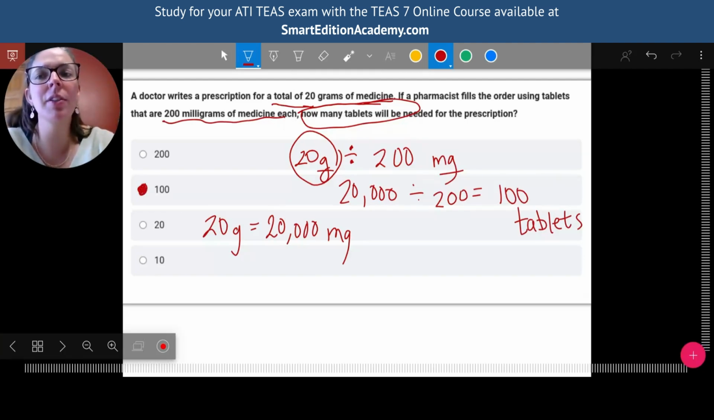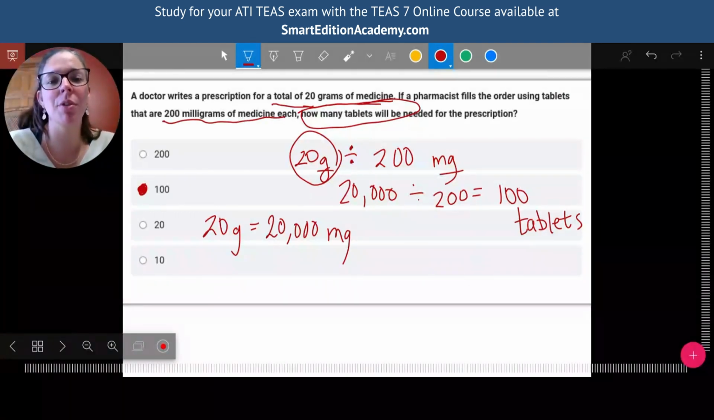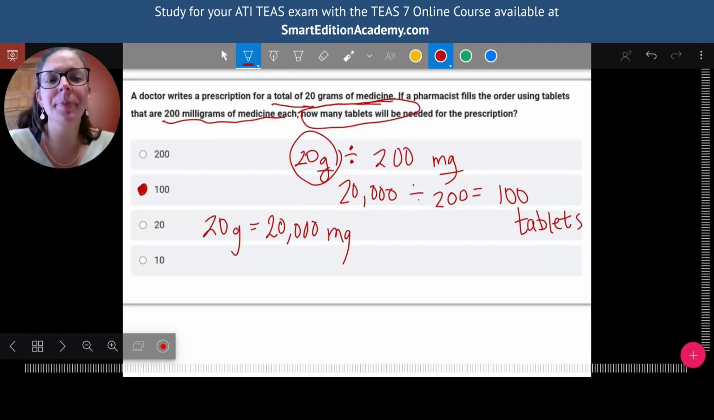Okay, so we still need those strategies for word problems to figure out what is being asked of us and how we can use math to solve those questions. But then this also throws in the conversions for us as well.